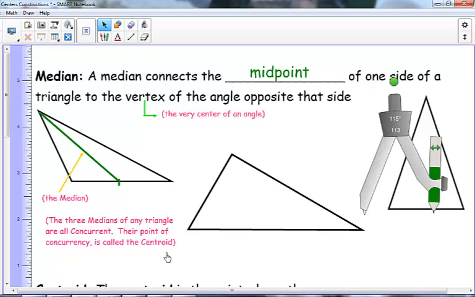Why don't you take just a minute and go ahead and construct the median of these other two triangles, and then when you're ready, click on the centroid video.